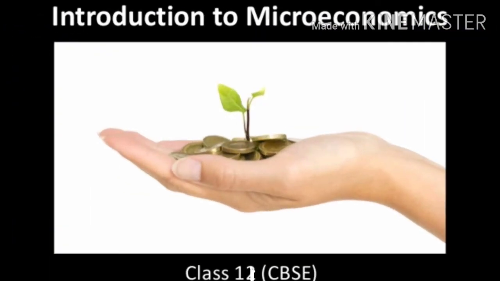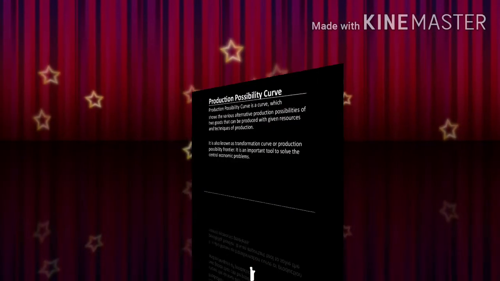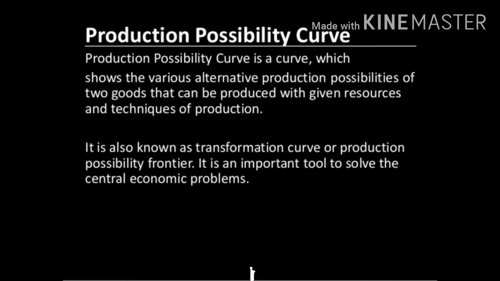In the previous video, we learned the meaning of microeconomics, types of economic system, that is market economy, centrally planned economy, and mixed economy, and the central problems faced by an economy, that is what to produce, how to produce, and for whom to produce. In this video, we are going to learn the solution to solve the economic problem. Let's begin the session now.